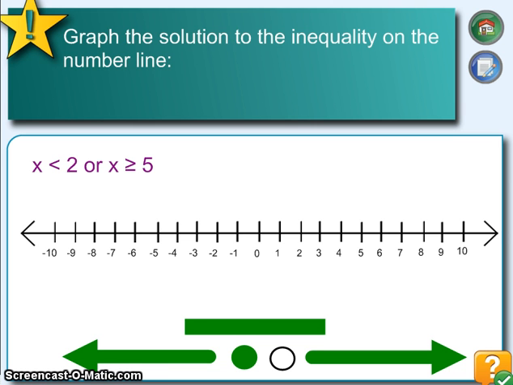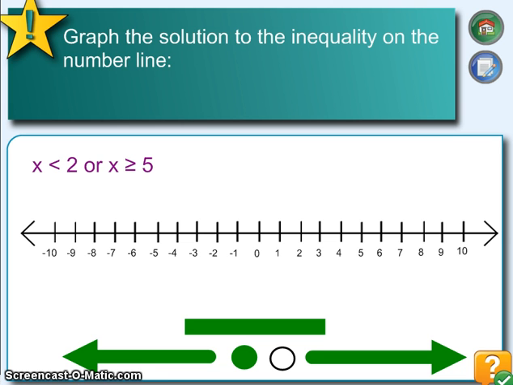In this first problem, we're given that x is less than 2 or x is greater than or equal to 5. And a lot of times what I suggest is to think of a game. If we have a game where you're going to reach into a basket and draw a random number, and I tell you that you win if you pick a number that's less than 2, or you also win if you pick a number that is greater than or equal to 5. So we want to find out what numbers will make you a winner. Because it's or, we're going to concentrate on one at a time.